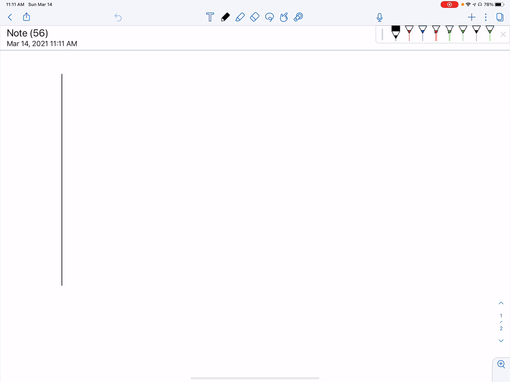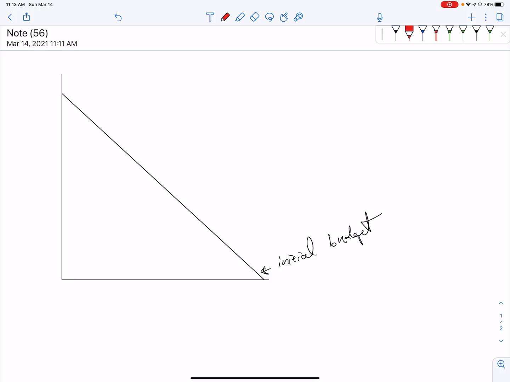So how does the inferior good happen? Let's think about that. So let's say this is the initial budget line, and the new budget line is the red one. So this is the new budget line.